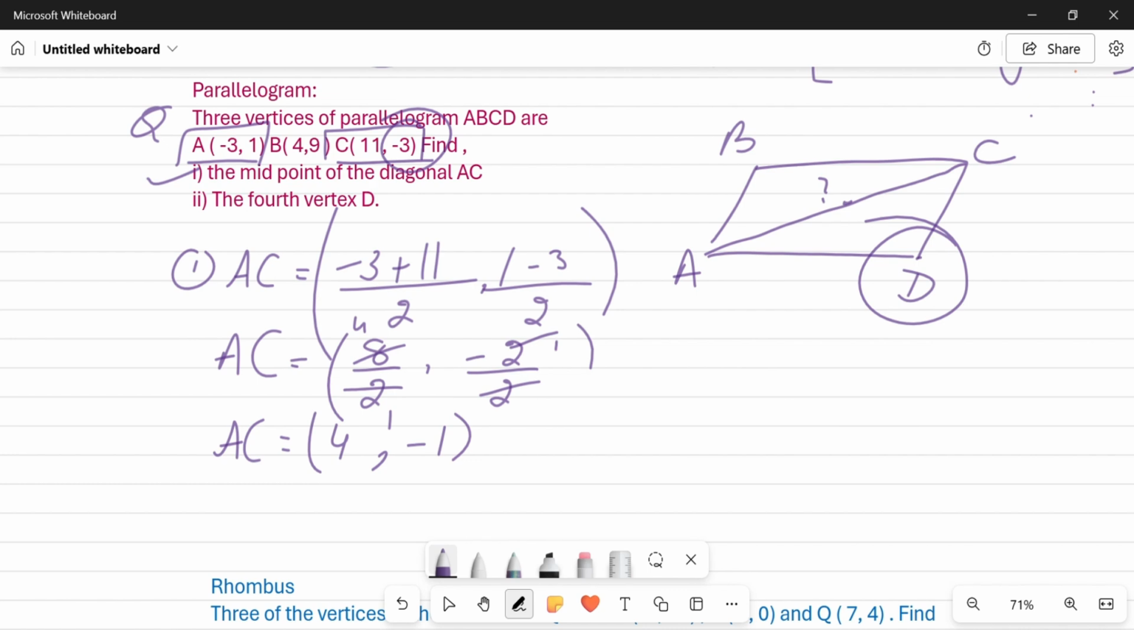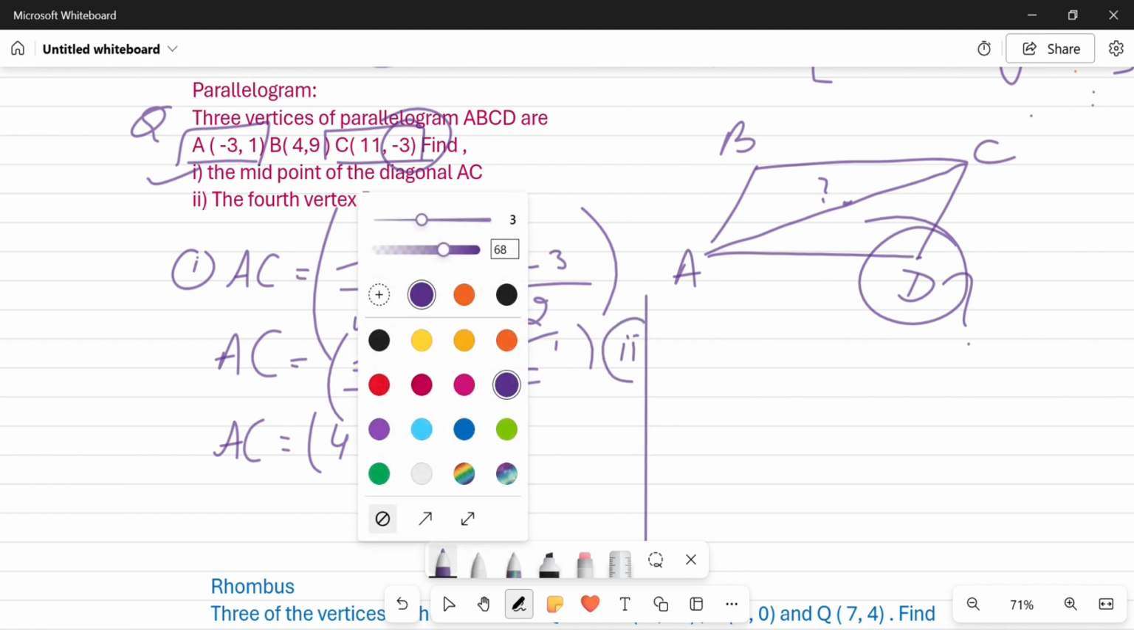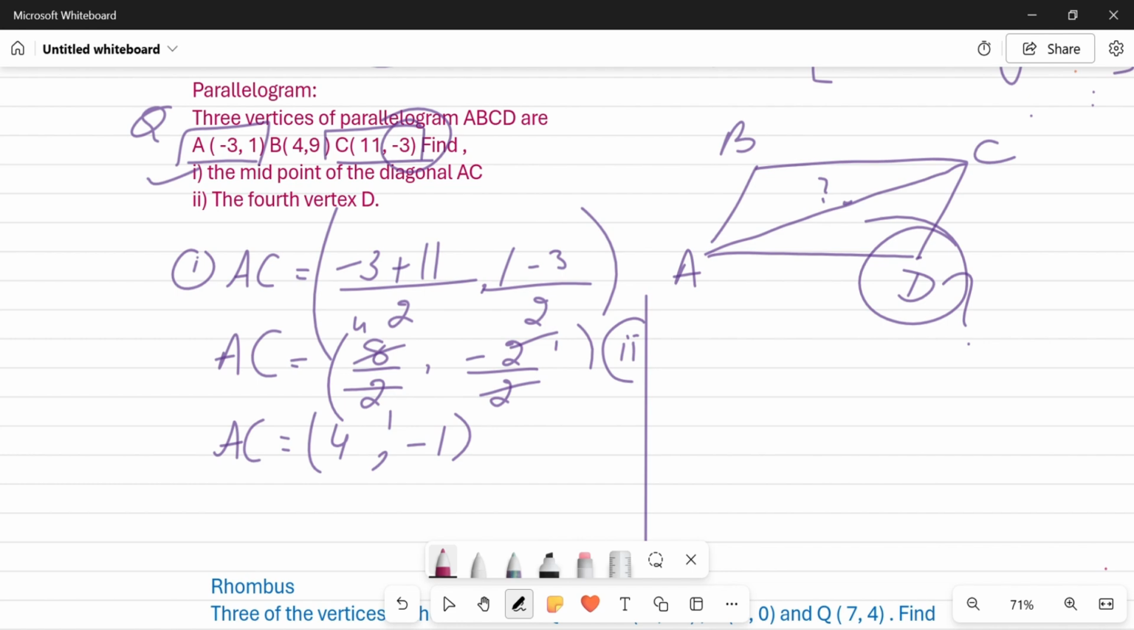Now, what is the second part? The second part is that you need to find the fourth vertex D. So let the coordinates of D be x and y, because we don't know the coordinates of D now. So we need to assume that the D coordinates are x and y. This one was part 1 and this is part 2. For part 2 I'm taking another color.